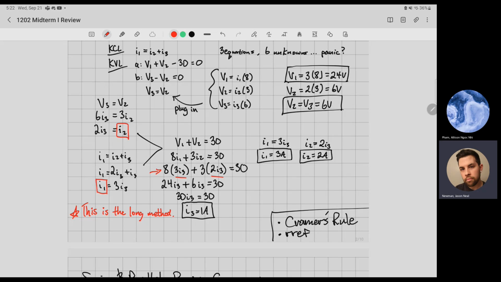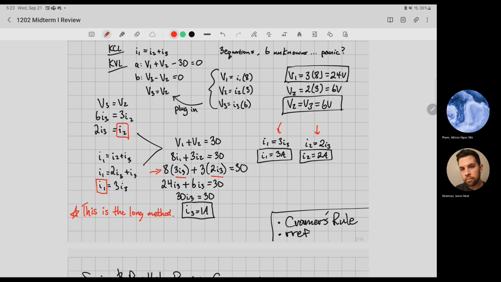So that's very easy. Now that you have this, you can actually just plug directly into these equations, which is what I did over here. So you have I1 equals 3I3, which is just 3. You just plug those in. Now you have I1 and I2. So by solving for I3, you have all of the currents. You have I1, you have I2, and you have I3.